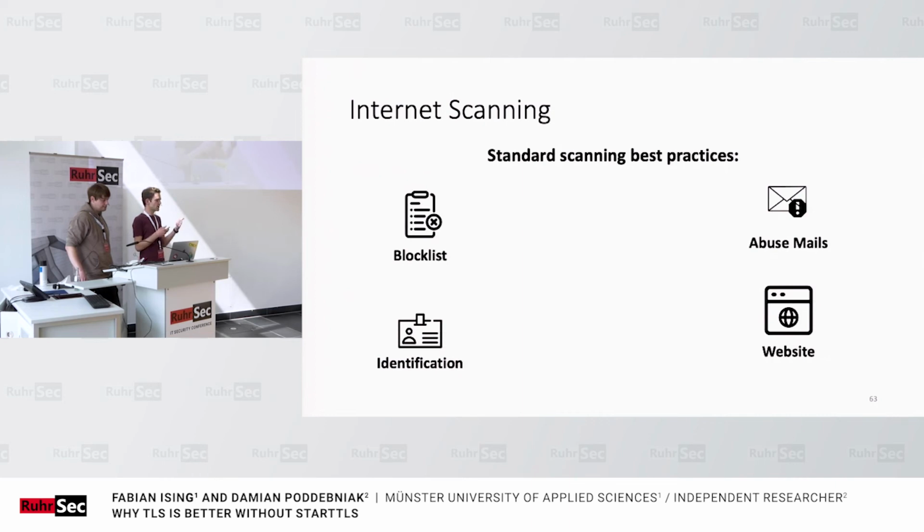We used a block list to prevent scanning people who do not want to be scanned. We handled a lot of abuse mails, asking for us to put people on the block list. We identified ourselves during our scans, for example, using the EHLO command or using comments where possible, so people could actually contact us and know who we are. And finally, we published a website stating what we are doing on the scanner IP address, so people could look it up and again get the abuse contact.